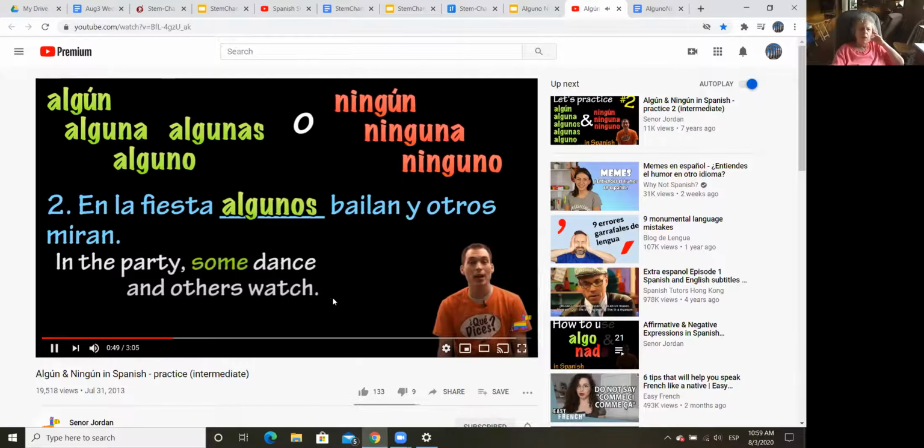En la fiesta, algunos bailan y otros miran. And not algún, but algunos, plural. We've got bailan plural, right? Algunos bailan, some dance, meaning some people, right? Okay. We're just referring to some people in general. Algunos bailan y otros miran.